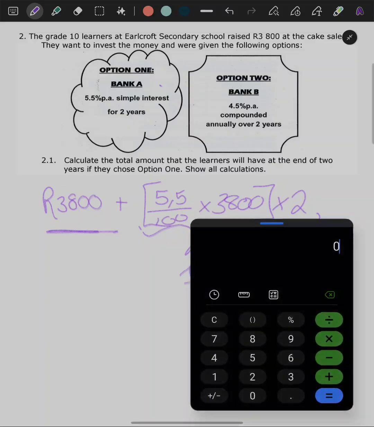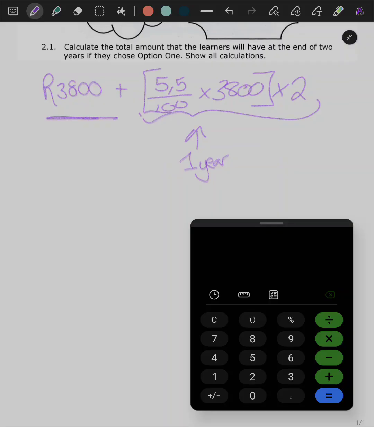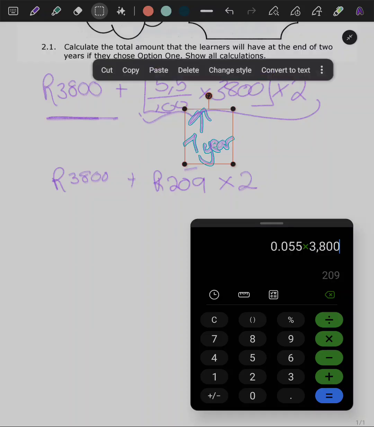Now, my calculator is not scientific, so I'm going to do it in sections. I'm going to first do the inside of my brackets, remember BODMAS. 5.5%, which is 0.055. That's how you do it if you can't do a fraction on your calculator. Times by 3,800. So that's my interest for 1 year, 209 Rand. So 3,800 plus 209 Rand per year times by the 2 years. Let's move that up a little bit.